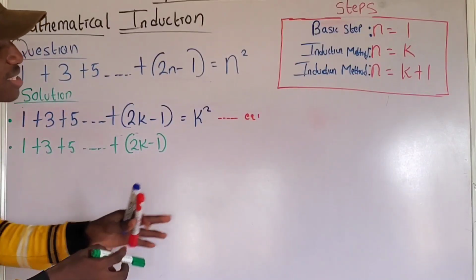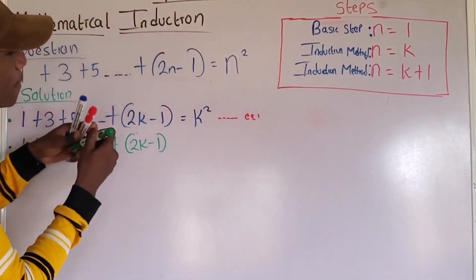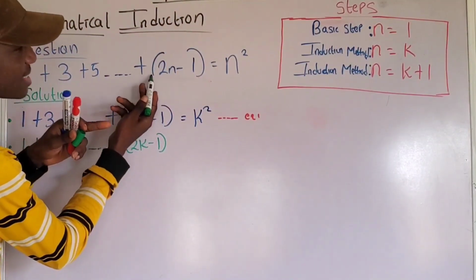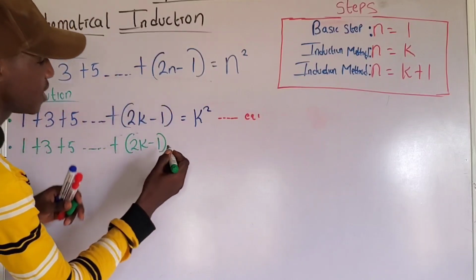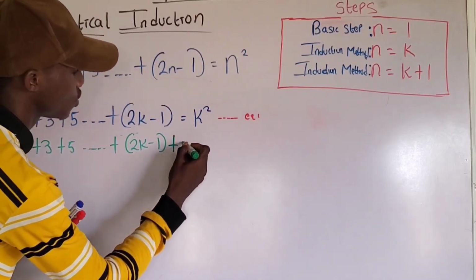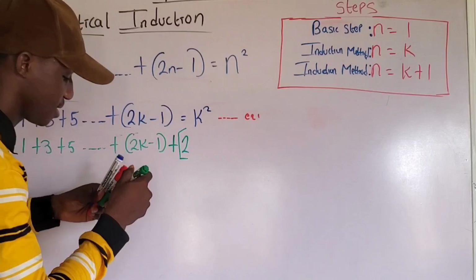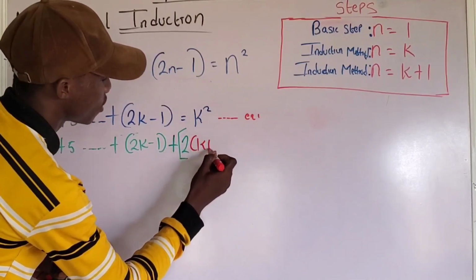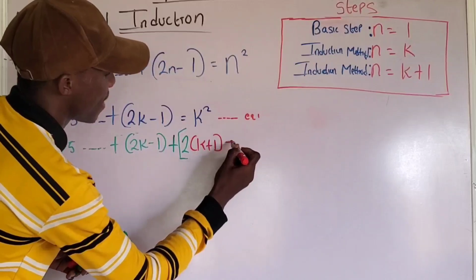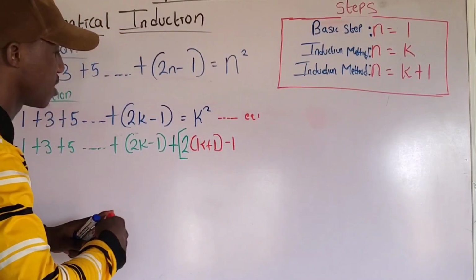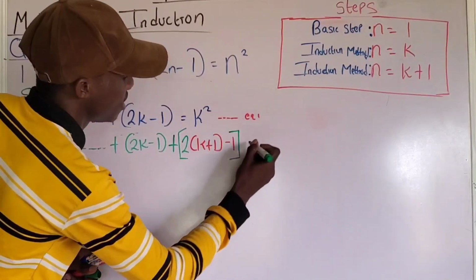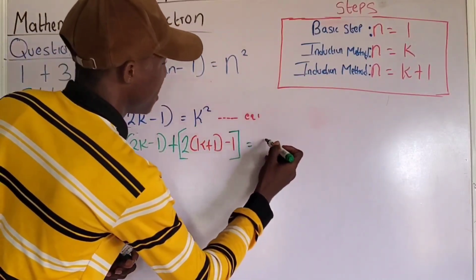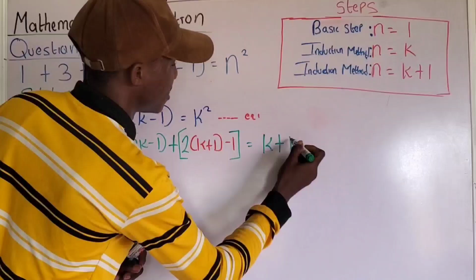Then now you cannot proceed with n equals k plus 1. Go back to where you have the value of n in the question that you are given. We have the value of n as the last term here. So I'm going to have plus 2, open a big bracket, 2 multiplied by k plus 1 minus 1, close the bracket again, equals to now n squared. That will be what? k plus 1 squared.